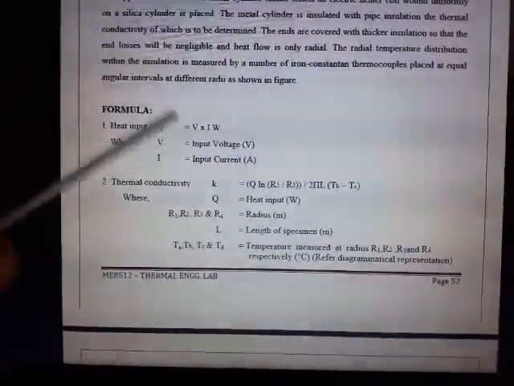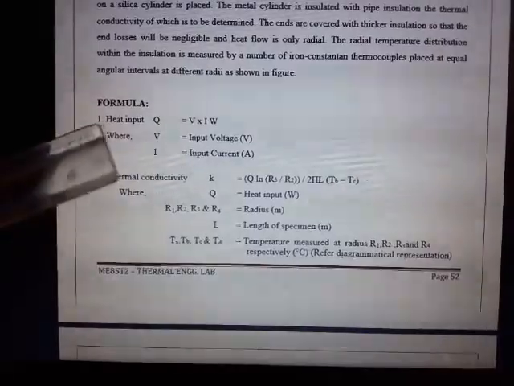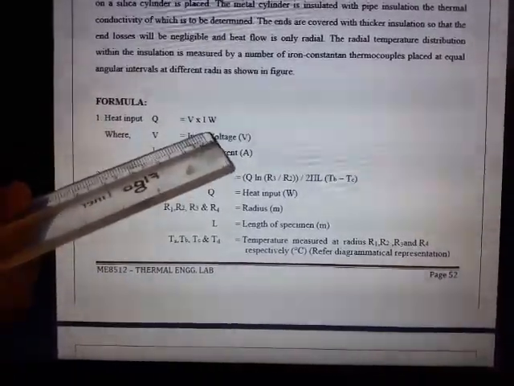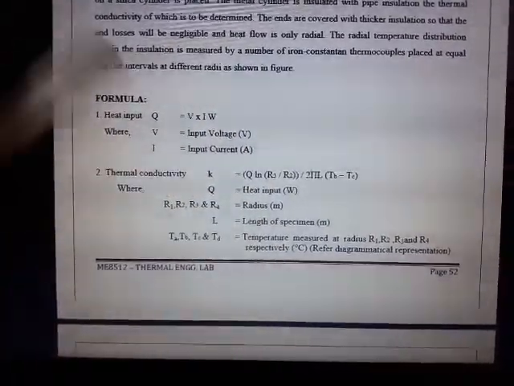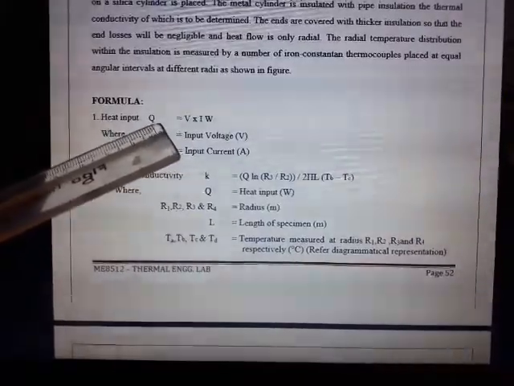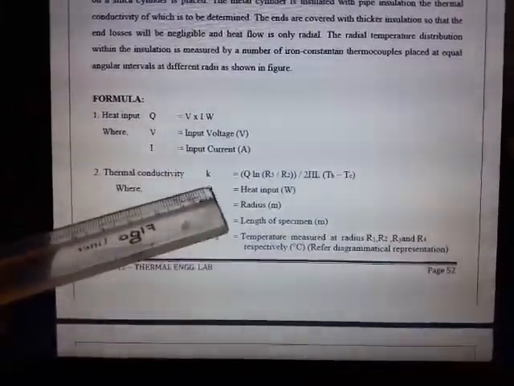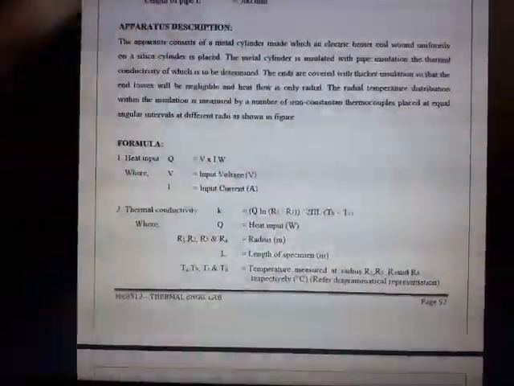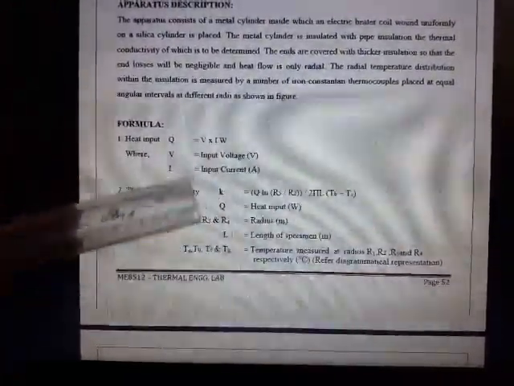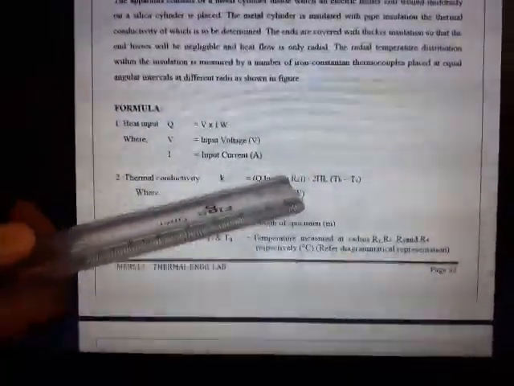The formulas for the heat input and the thermal conductivity are shown here. The heat input formula is Q equals V into I, where V is the input voltage, 60, and I is the input current, 0.4. In this way we can calculate the heat input Q. Next we calculate the thermal conductivity K. The formula is K equals Q ln(R3/R2) divided by 2 pi L (TB minus TC). In this experiment we have two different materials, one is asbestos and the second is sawdust, with radius R2 for the asbestos and R3 for the sawdust.